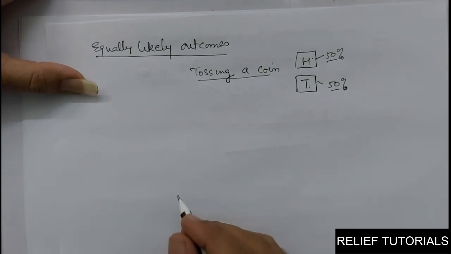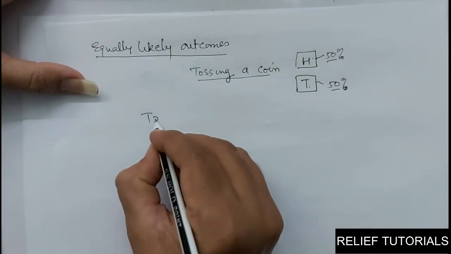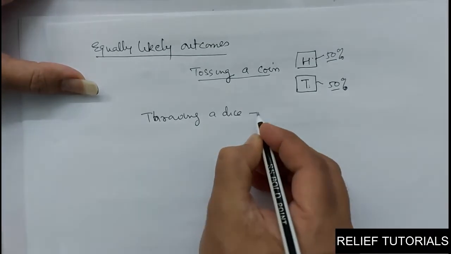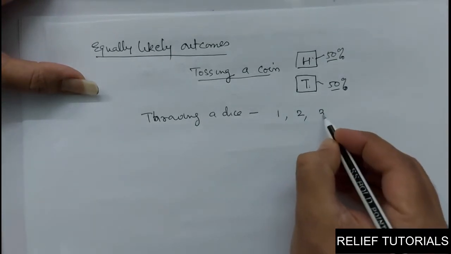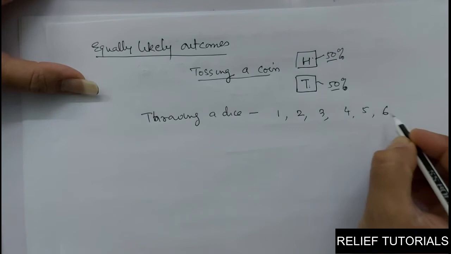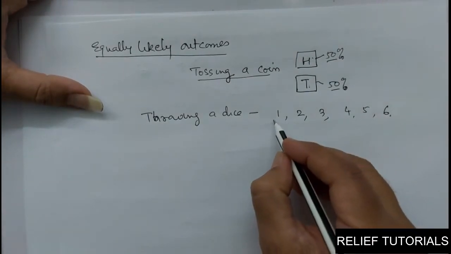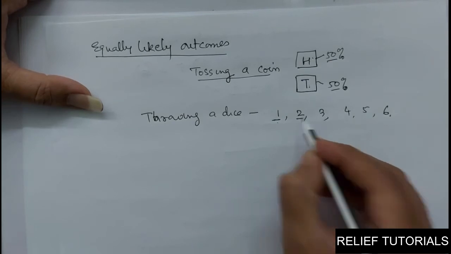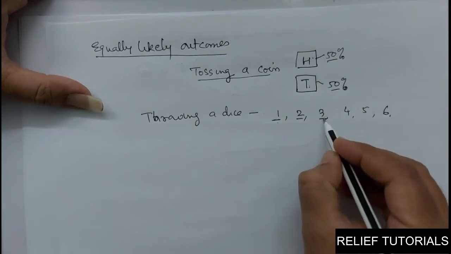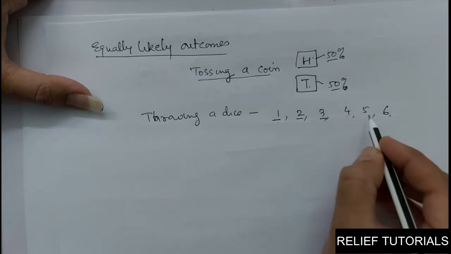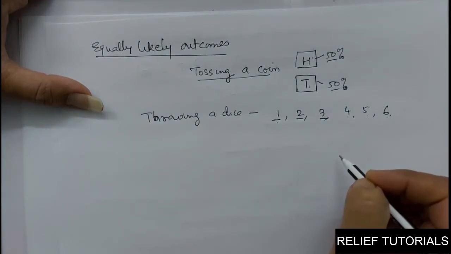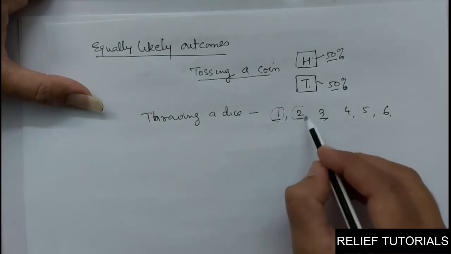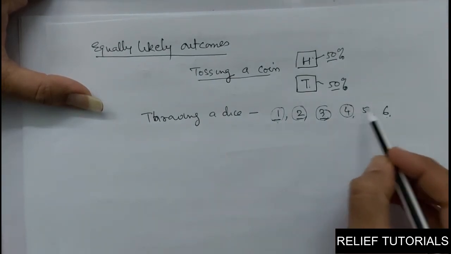One more thing. When you throw a dice, what are the possible outcomes you will get? 1, 2, 3, 4, 5, 6. So tell me, what are the chances of getting 1? It is equal to the chances of getting 2, and it is also equal to the chances of getting 3. So all these outcomes have equal chances. Clear? So we can say that all these outcomes are equally likely outcomes.